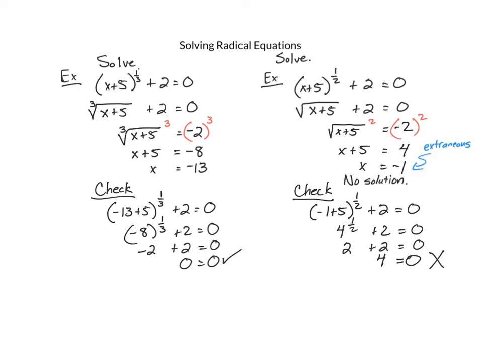So the tricky part is to remember to check anytime you square both sides of your equation. Let's try another one. Let's let this example be 2 plus the square root of 12 minus 2x equals x.